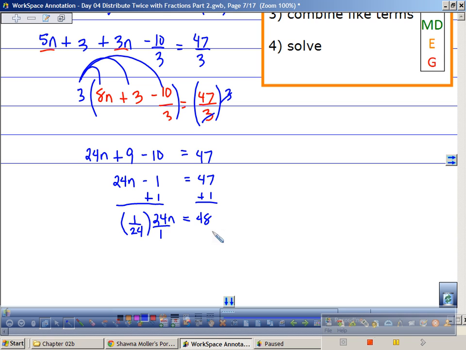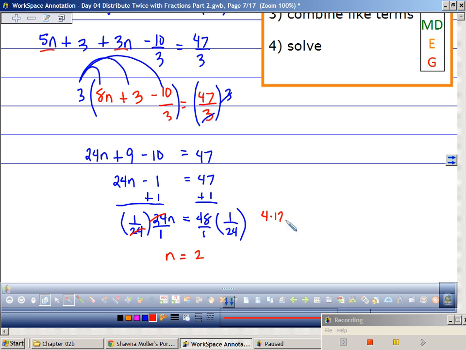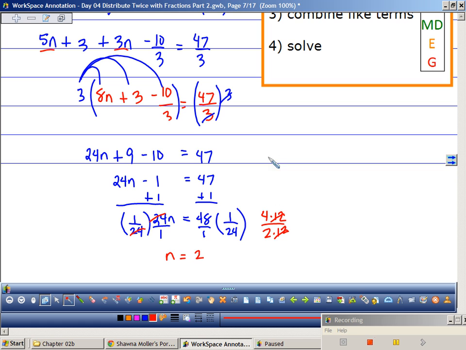How did I get rid of the 9? Positive 9 and negative 10 make negative 1. These go away, and I'm left with n equals, what is 48 divided by 24? 2. If you didn't know that, you could break it up. 4 times 12 over 2 times 12. Then you can see it. 4 divided by 2 is 2. All right, make sure you guys have that finished. Any questions?